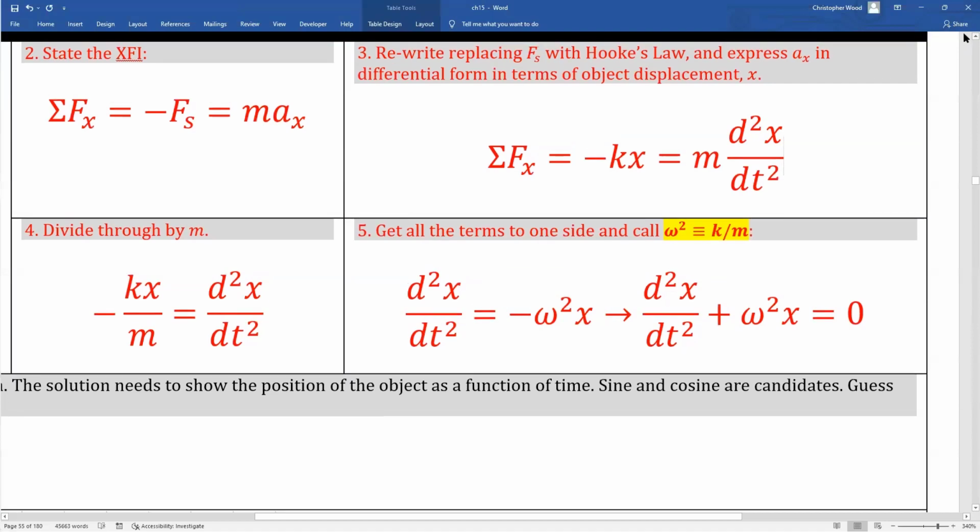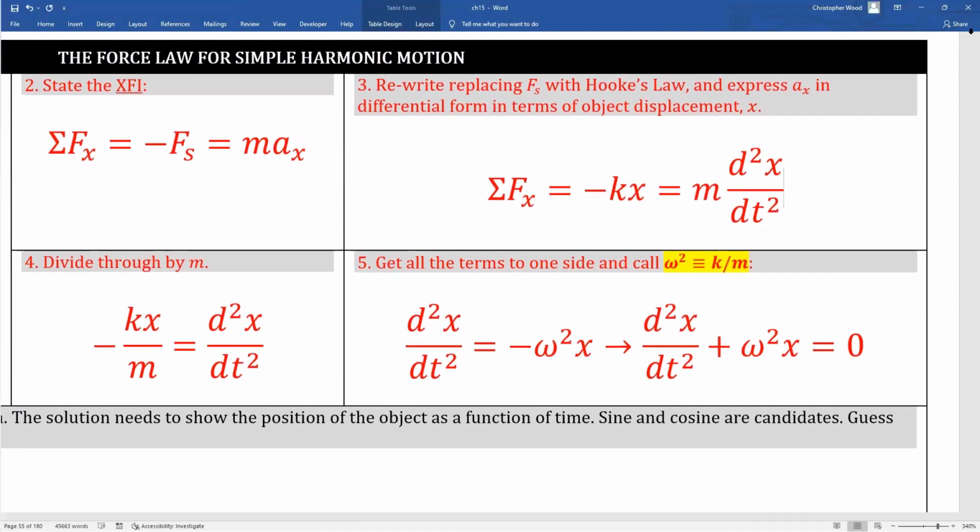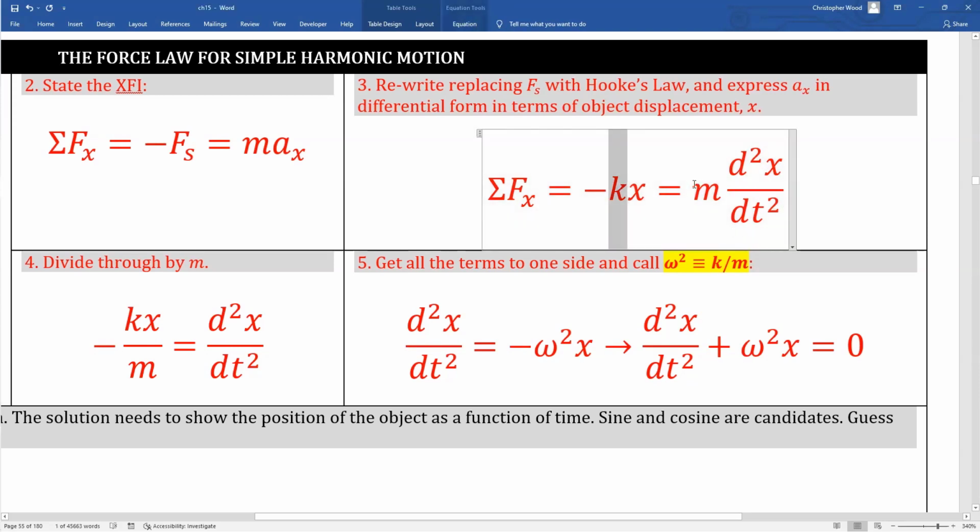Before I go on, I just want to say that during this force analysis, and it really is a straight up generic force analysis, it turns out that when I have K over M, so in step number 3, here's K, the spring stiffness constant. Here's M, the mass of the oscillator. And then I divide through by M, as I said, and I have K over M.